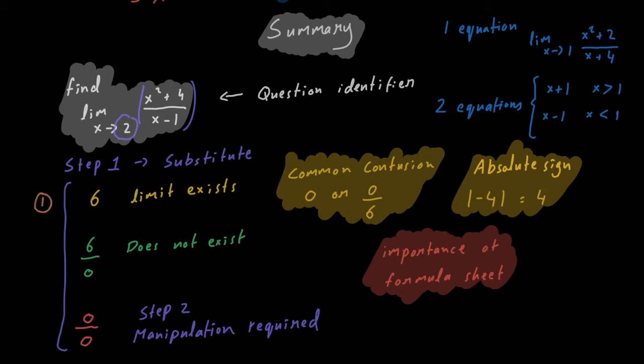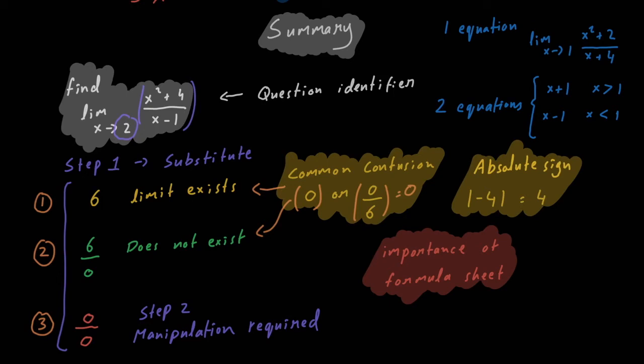Number one, the limit would exist if we get a numerical value. Number two, if we get a 0 in the denominator, then the limit does not exist. And number three, that we get a 0 divided by 0. That would mean that we need to jump onto step number 2, which is manipulation of the equation to find an answer. We also learned that when students get an answer 0 or 0 divided by something, they confuse it with something divided by 0 and they answer the limit does not exist, while the correct answer is that the limit does exist. It is simply 0.